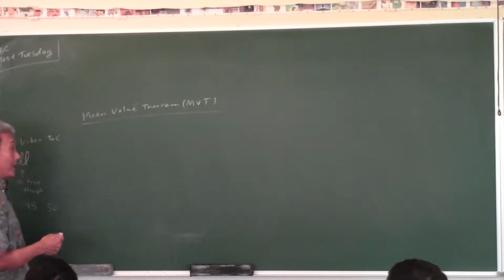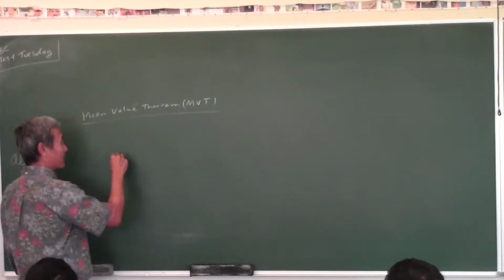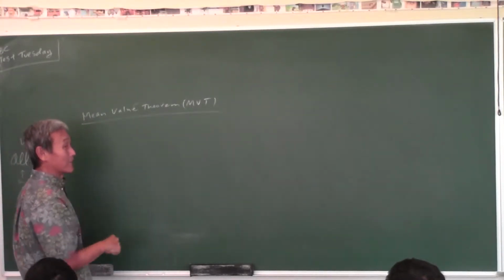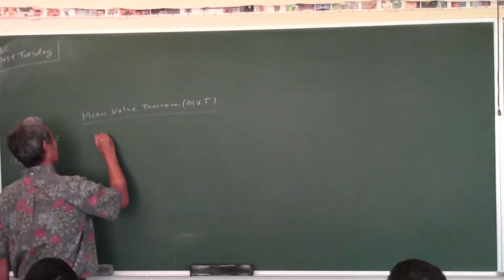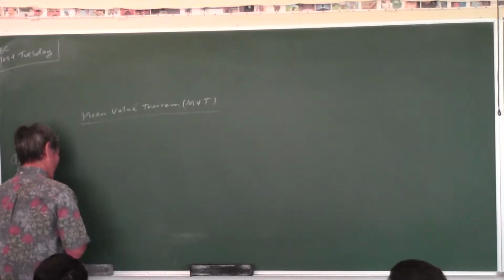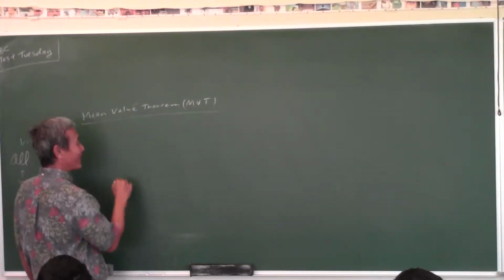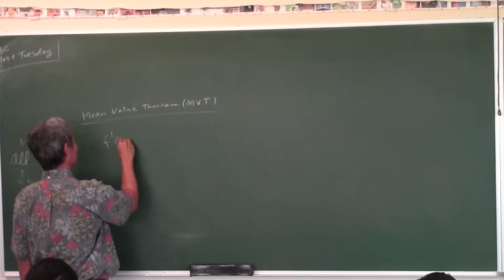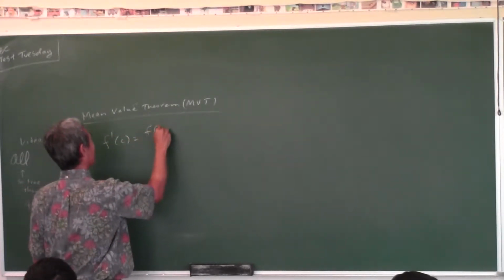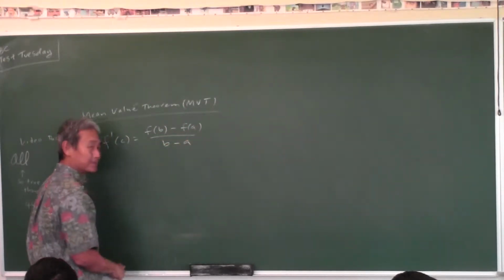If f is a differentiable function from a to b, I'm not going to write that part out, then there is at least one value of c here. You're going to have to write it down. If f is differentiable from a to b, then there is at least one value c somewhere between a and b, such that f prime of c is equal to f of b minus f of a all over b minus a.